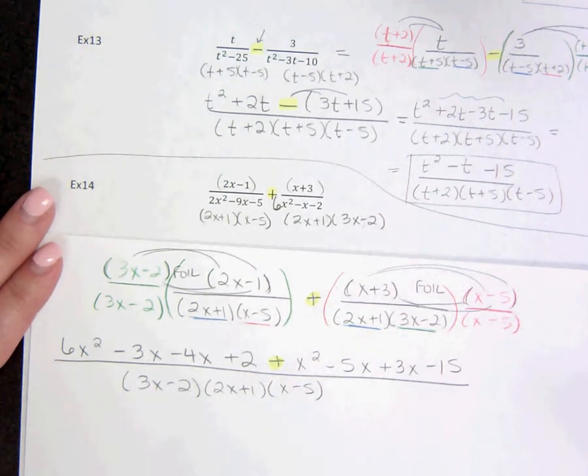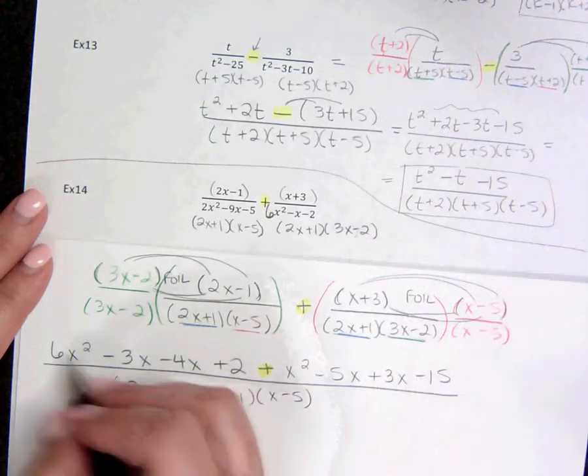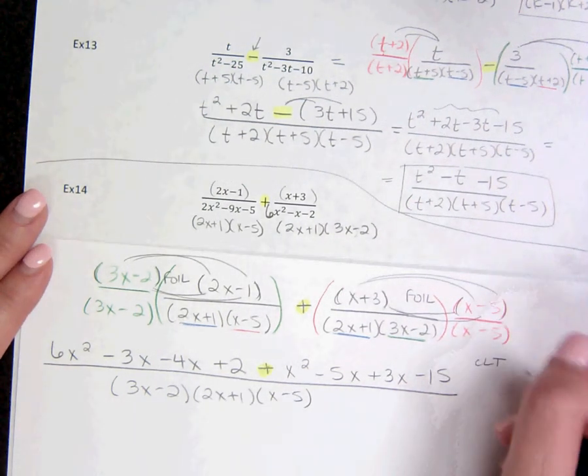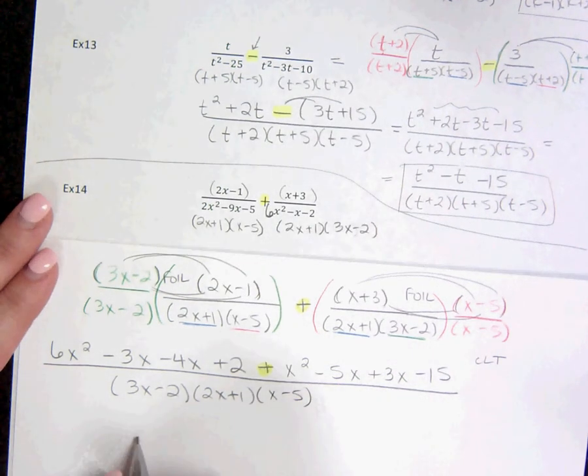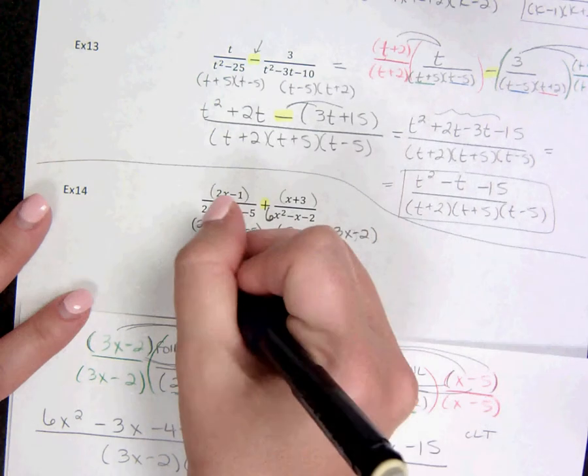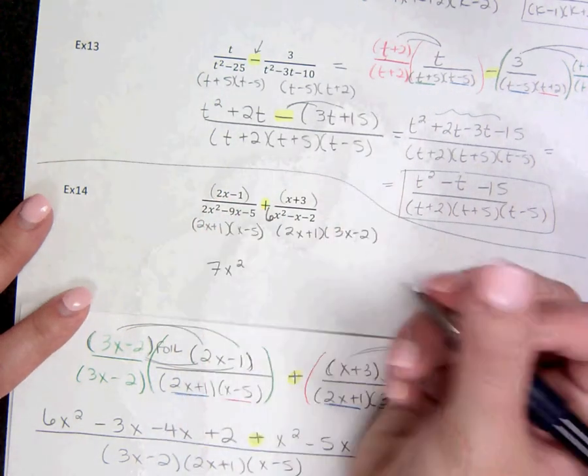Just like that. Then your job is to clean up the numerator and combine like terms. Cleaning all that up, we should get a final answer. I'm going to write it back on the notes. Final answer of 7x squared.